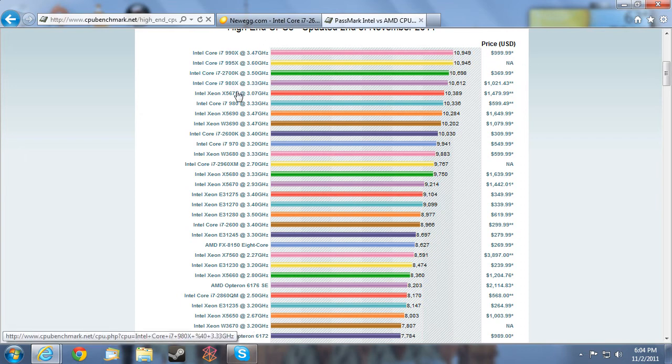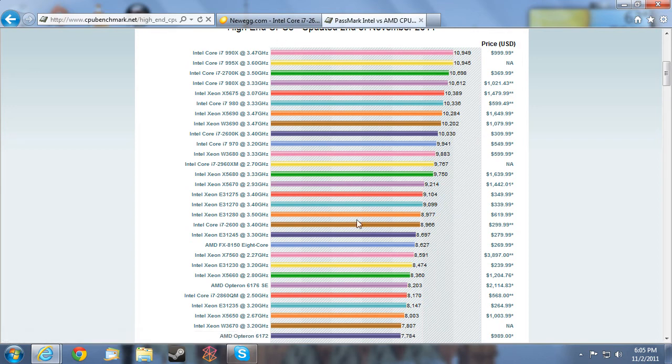Now we can bump down here. Here's our 2600K. The rating is 10,030, just 900 or so less than this 990X at $1,000. And our 2600K, $310. Obviously a lot better buy. Almost exact same performance, and the price much, much less.